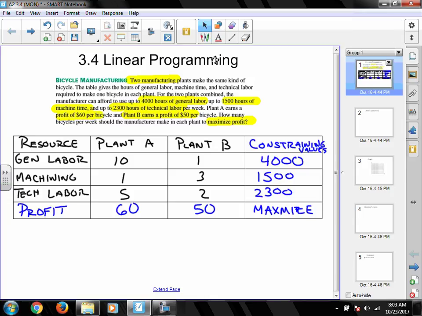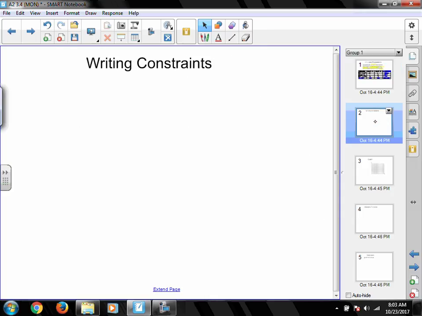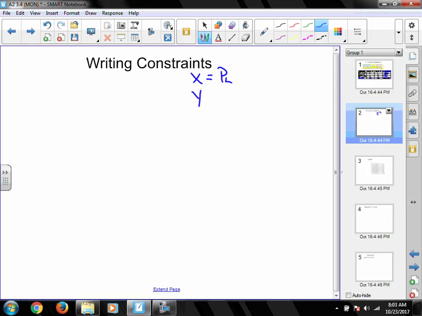Moving on, keeping that table in mind with us, we need to write our constraints just like we did in our Elite Pottery Shop. Again, tell me what X and Y are going to stand for. I'm going to let X be plant A. Y is going to be plant B.